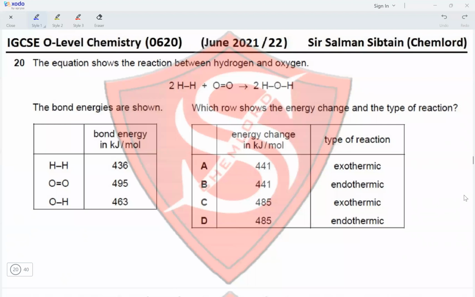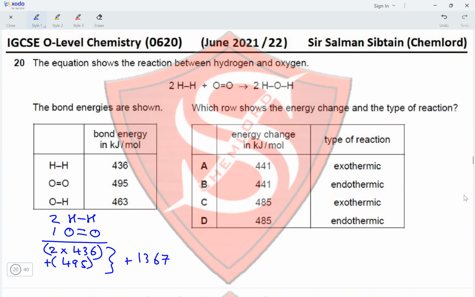Question 20. The equation shows the reaction between hydrogen and oxygen. So 2 moles of hydrogen react with 1 mole of oxygen, producing 2 moles of water. The bond energies are shown. Which row shows the energy change and the type of reaction? So the bonds that are broken are 2 hydrogen-hydrogen single bonds and 1 oxygen-oxygen bond. So this would be 2 times 436 plus 495. In total, this would give us a value of 1367. This is the total energy that is required to break all the bonds.